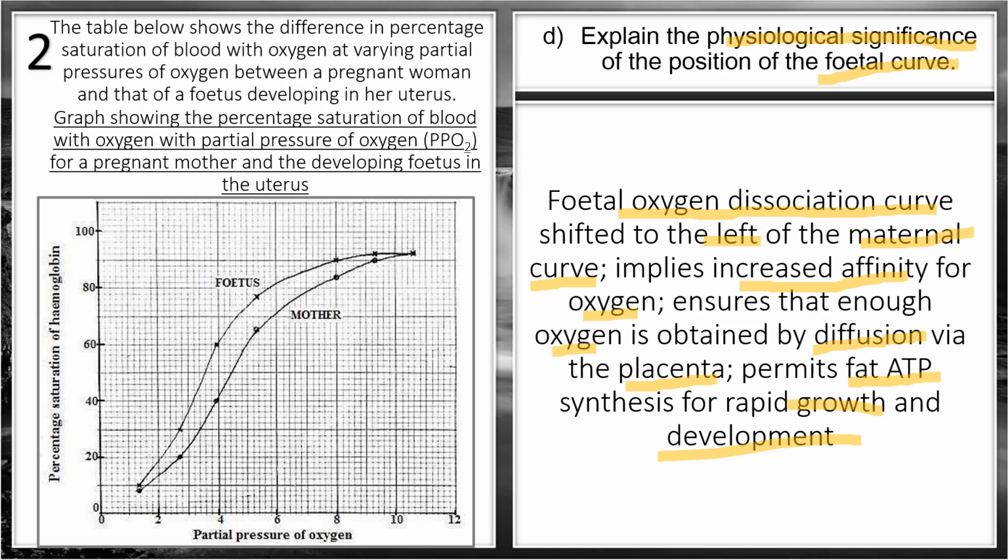So when we look at the fetal curve, it is on the left of the mother. The reason it is on the left of the mother is so that it can easily absorb any oxygen that is available from the mother. Any small oxygen that is available is going to be absorbed by the fetal hemoglobin.